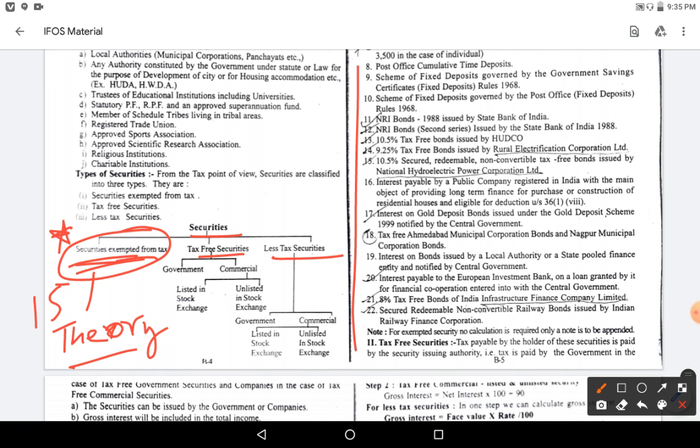Okay, let us see these things. Tax free securities, less tax securities, two types are there. Under tax free also there is one government, another one commercial. In commercial, listed in stock exchange, unlisted in stock exchange, two types are there. ये सब क्लासिफिकेशन है, बस ये सब क्लासिफिकेशन है. एंड लेस टैक्स में भी गवर्नमेंट एंड कमर्शियल. In listed in stock exchange, unlisted in stock exchange, two types are there. ये listed unlisted से आपको कुछ भी लेने देने का नहीं है.